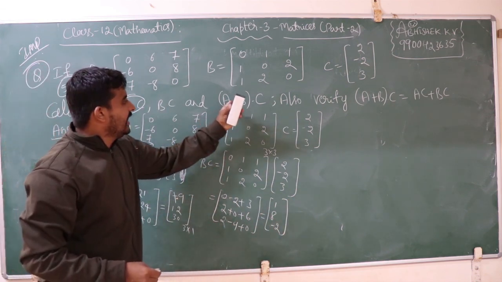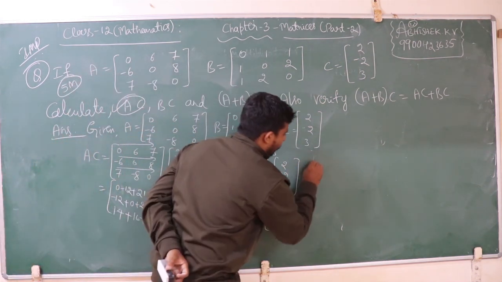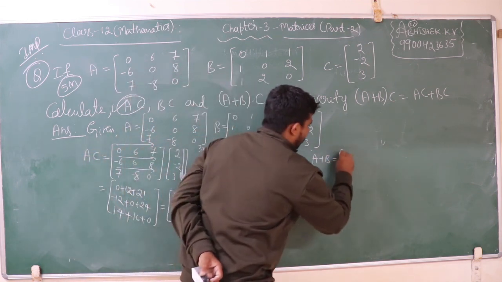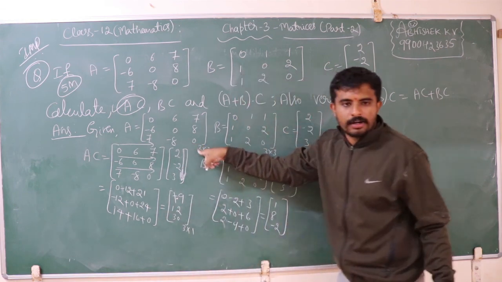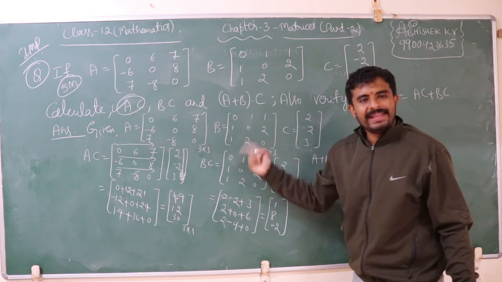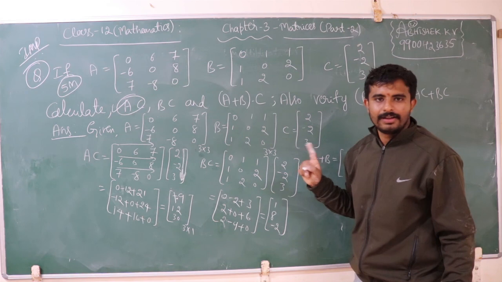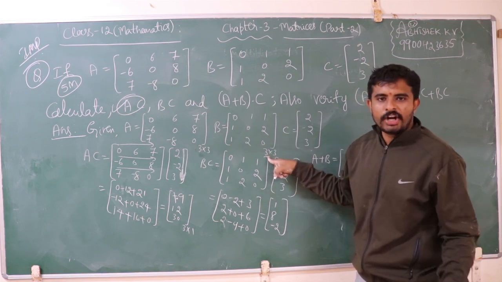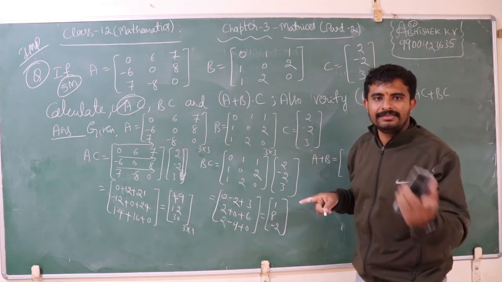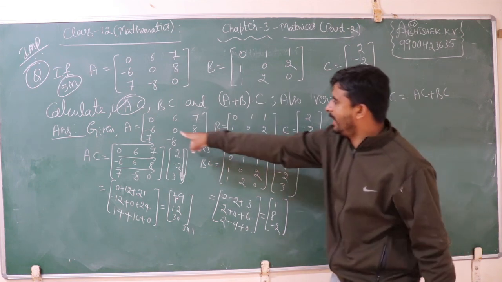Then we need to find what? A plus B of C. First we need to consider A plus B. See, A is of order 3 by 3, and B also has order 3 by 3, so we are eligible to add A and B. My question is, is it possible to add B and C? No, right? Because B has order 3 by 3 and C has order 3 by 1. To do addition, both matrices should have the same order. Is it clear? Then what is A plus B?